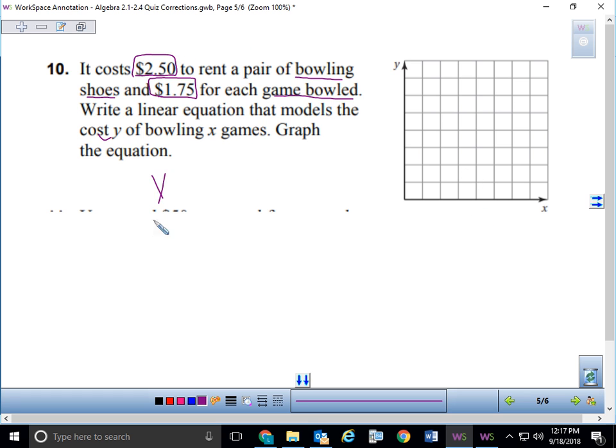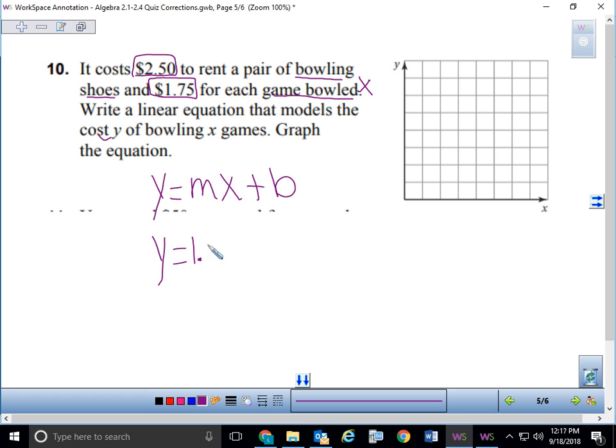So I'm going to start with y equals mx plus b here. Y is my cost, x are the games. So y equals, well, let's see, m is our slope. M is related to my x, where x are the games. Let's see, what did it tell me about games? It said for each game bowled, it's going to cost me $1.25. I don't know how many games I'm going to bowl. That's why that's represented with the letter x. And because it's costing me that much each game, that's my rate of change.